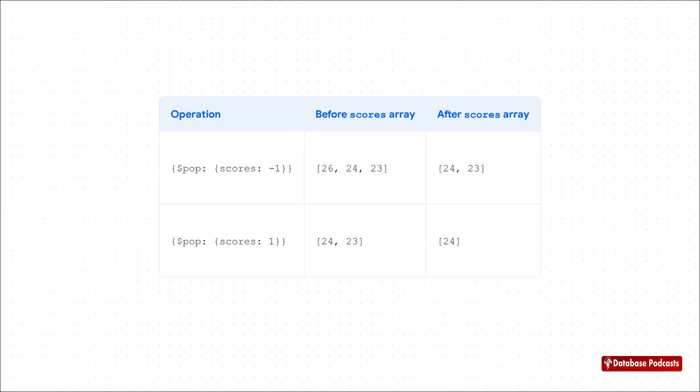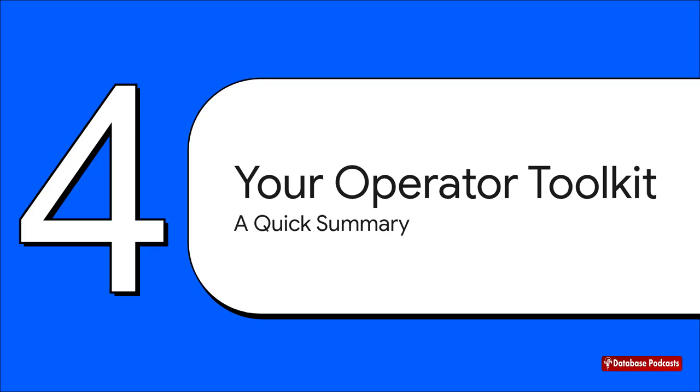Let's walk through this. Look at our scores array, 26, 24, 23. If we run $pop with a -1, it removes the first element, 26, and the array now becomes 24, 23. Then, if we take that new array and run $pop with a 1, it removes the last element, 23, leaving us with just 24.